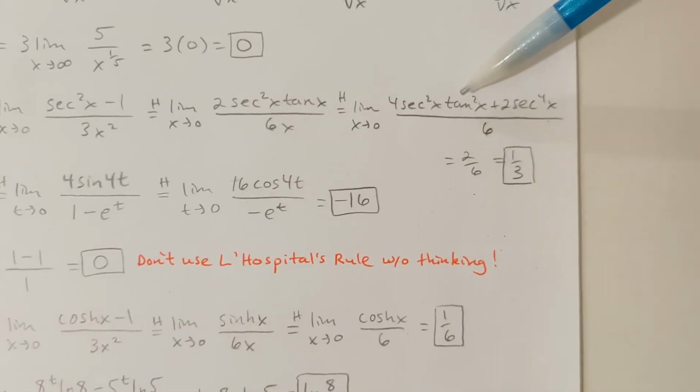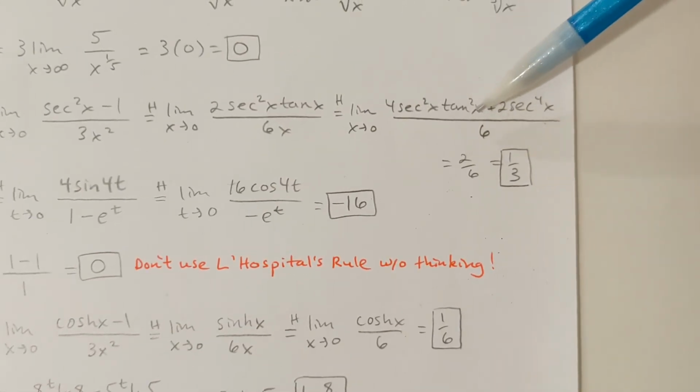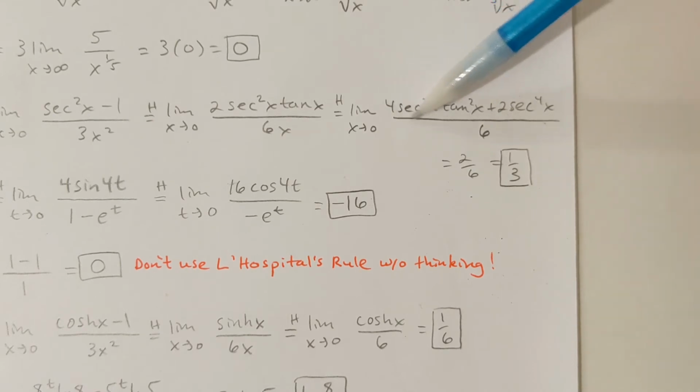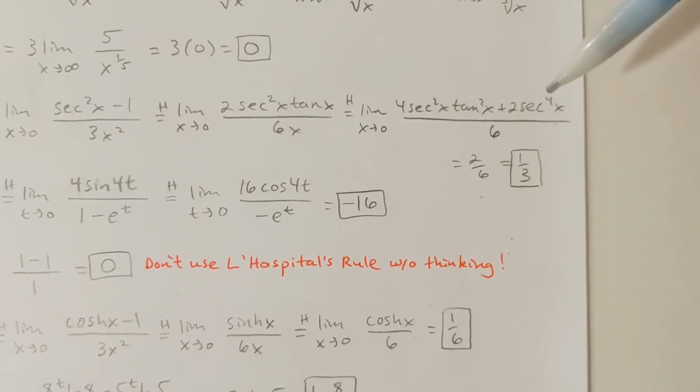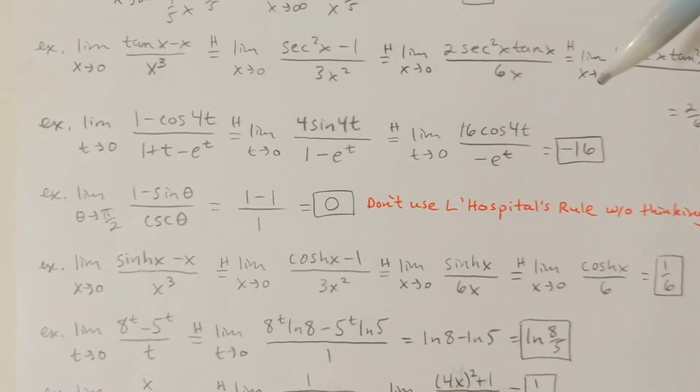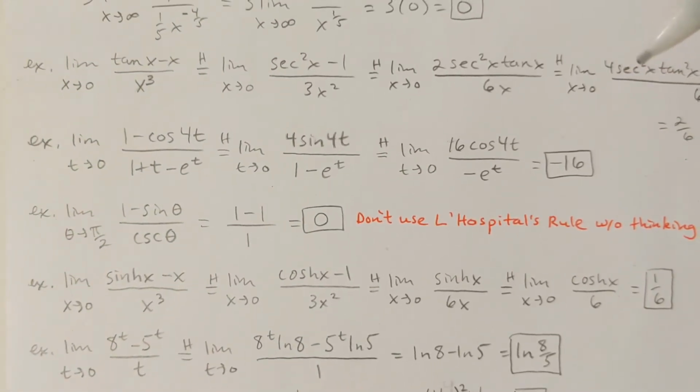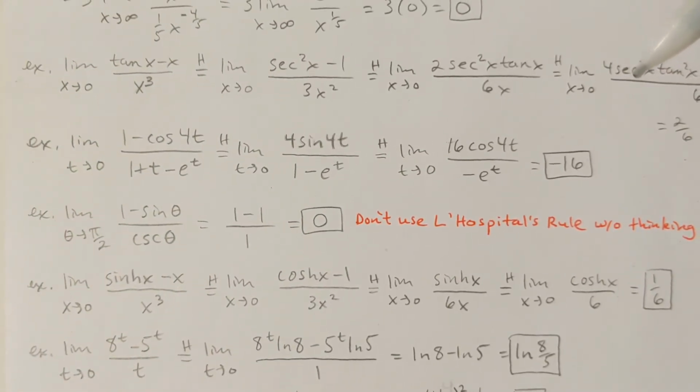Now I can plug in 0. Okay, so let's see, tangent of 0 is 0. That's going to knock out this part. Secant of 0 is 1. So you end up getting 2 over 6, or 1/3, would be the answer there. By the way, sometimes when working with limits, L'Hopital's rule is your only option. Okay, here would be a situation where it's our only option. So it's a pretty handy thing to know.